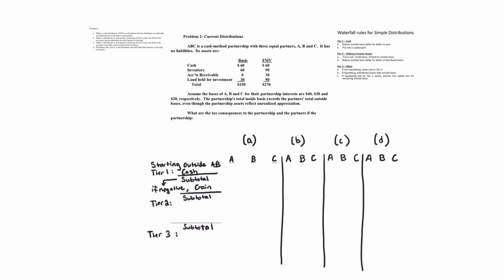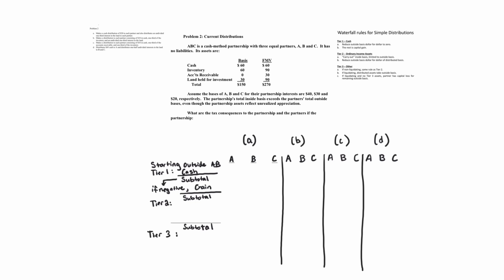So the partnership, very plain vanilla, just has some basic assets: cash, inventory, accounts receivable, and land held for investment. So in the hands of the partnership, that land will be considered a capital asset. Assuming the bases of A, B, and C respectively are 40, 30, 20 in their outside partnership interests. So we need to go through this problem, and each partner, A, B, and C, and there's going to be 4 situations. Situation A, B, C, and D.